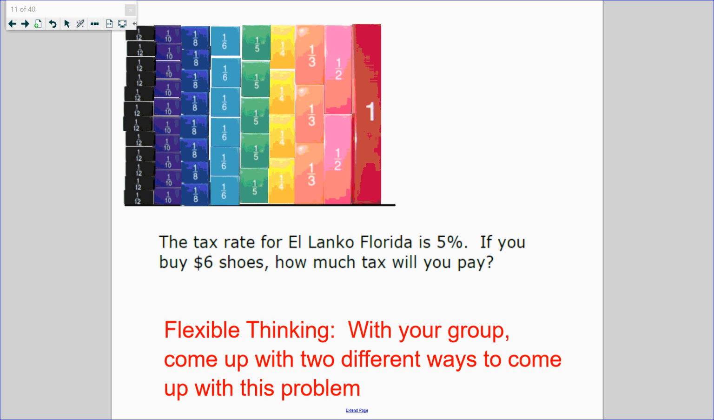And our last one is: the tax rate for Elenco, Florida is 5%. If you buy a $6 shoe, how much tax will you pay? This is flexible thinking. You are going to come up with your group and solve this 2 different ways.